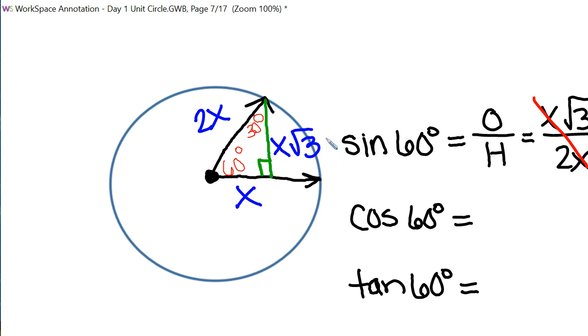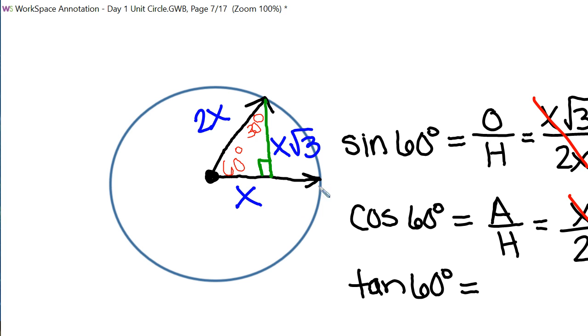Cosine of 60 degrees using SOH-CAH-TOA is adjacent over hypotenuse. The adjacent side is x. The hypotenuse is 2x. Those x's cancel. And what's the cosine of 60 degrees? 1/2.